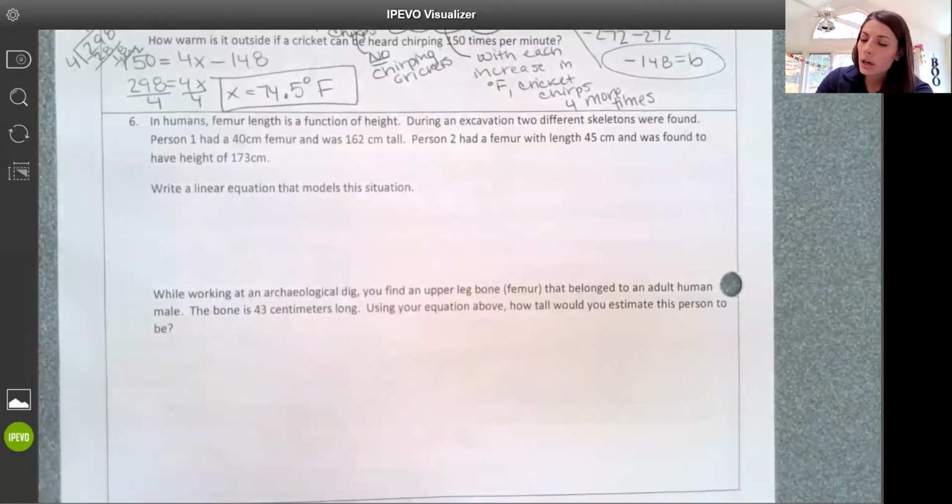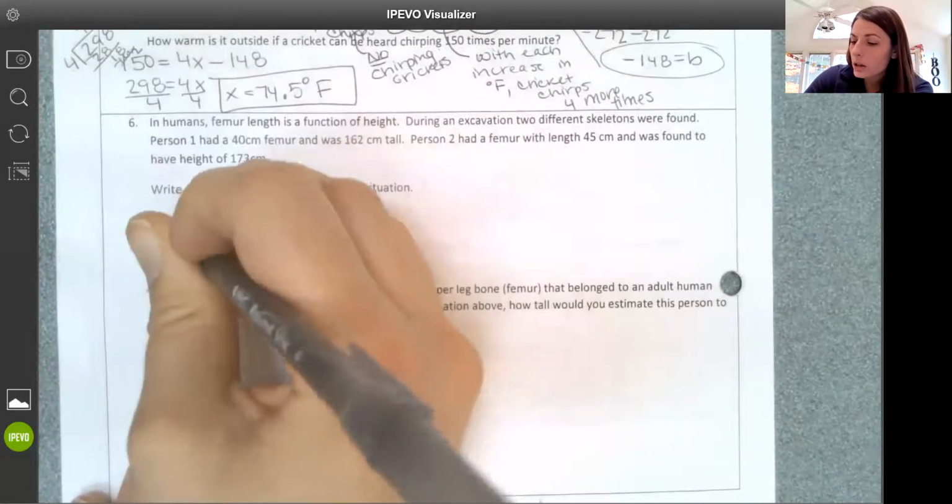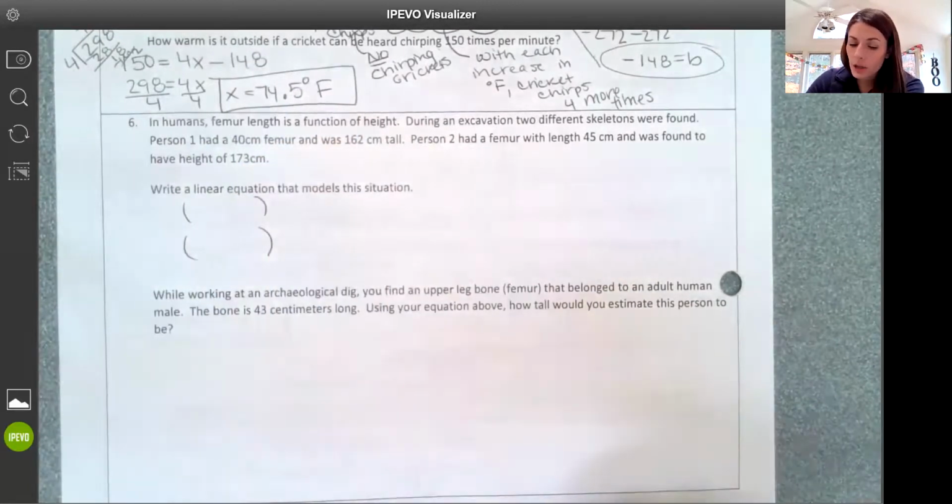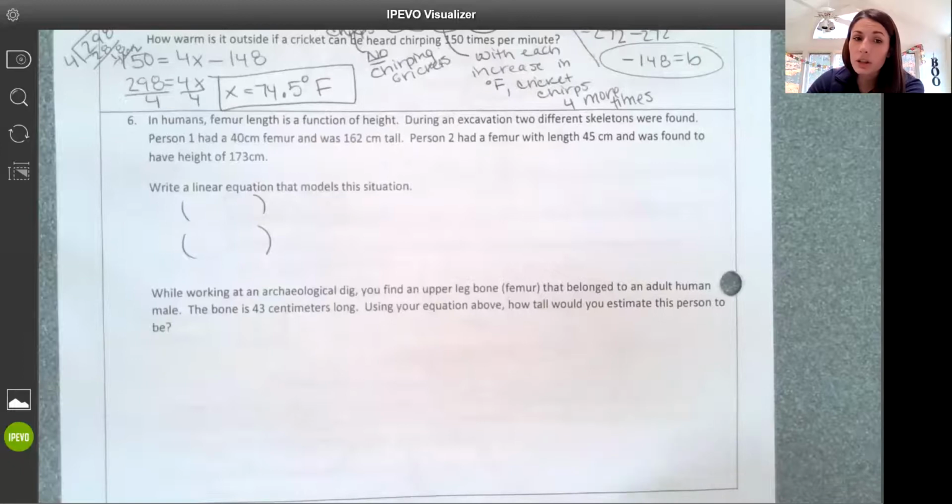So we want to think about what we want our input to be. I'm going to have my input be the femur length. That way, if we find a single bone, a femur, we can make the estimate of the height.